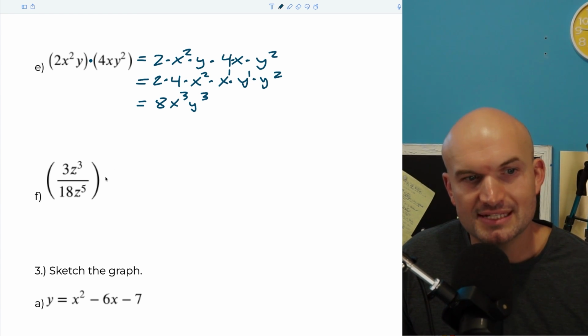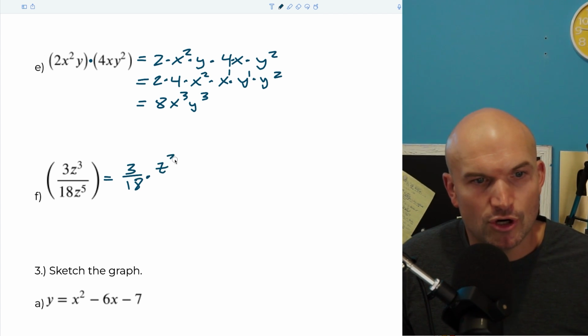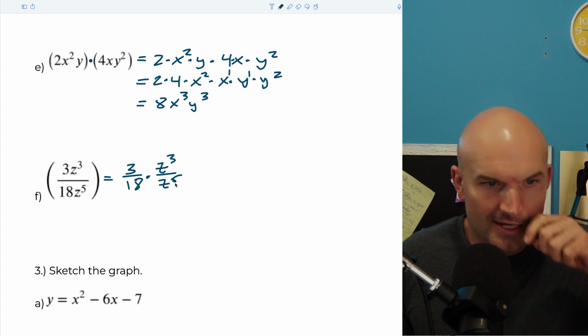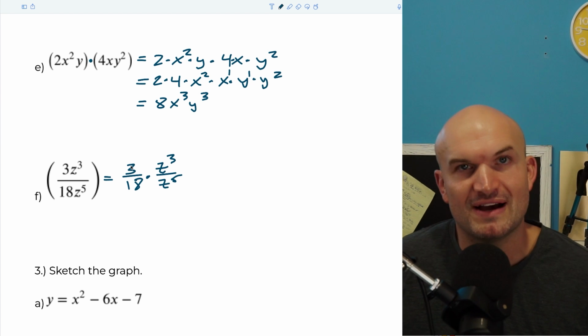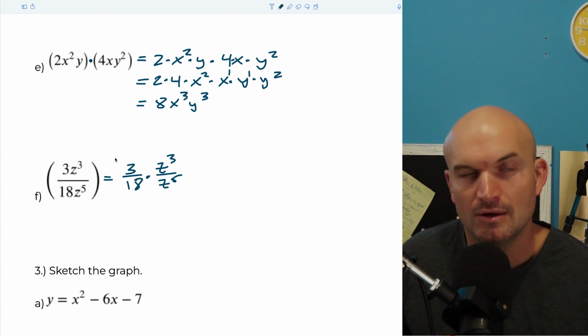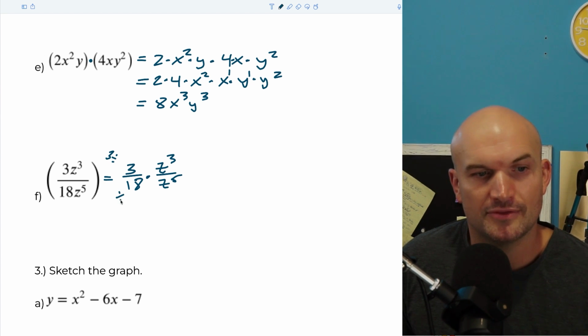So in this example, what I can do is break this up into 3 over 18 times z cubed over z to the 5th. All right. Now, again, we just want to simplify this. So what can we divide that's the same in the numerator and the denominator here? Well, that's just going to be 3. So I can divide a 3 on the top and a 3 on the bottom. So what that's going to give me is 1 over 6.